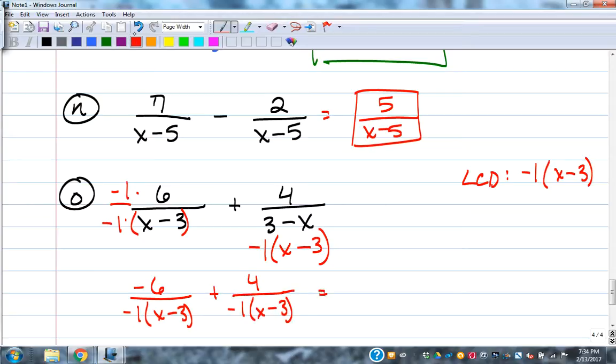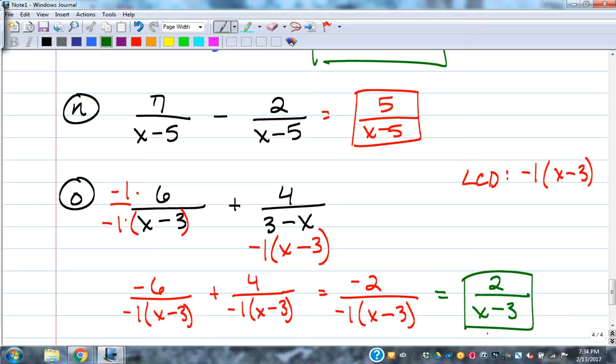And then I'm just working that out. So I get negative 2, negative 1, x minus 3. And I can actually simplify that now, because negative 2 divided by negative 1 is positive 2 on top, x minus 3 on the bottom. Because these two can divide, because they're regular numbers. So that's kind of baby-stepping us into factoring to fix this.